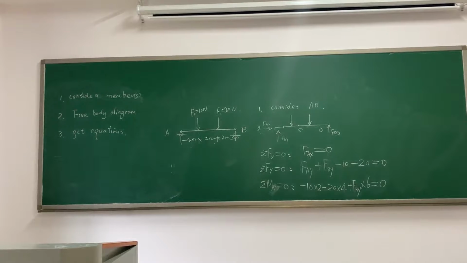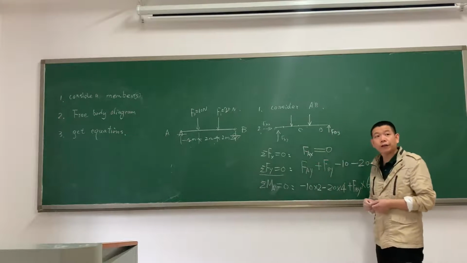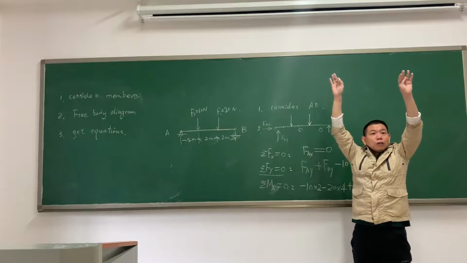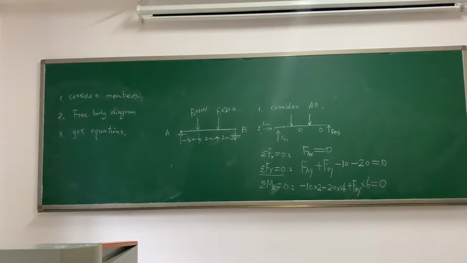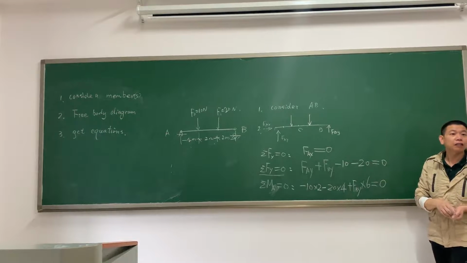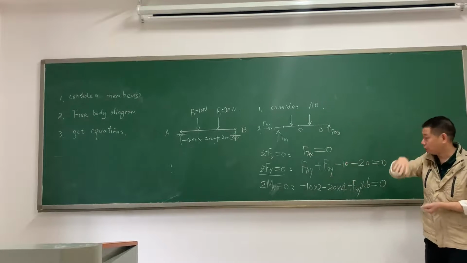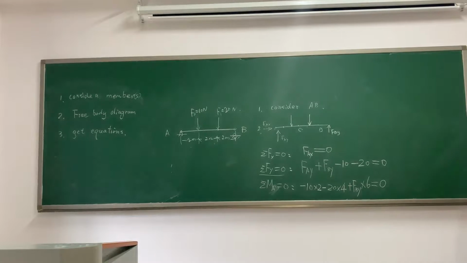Can I explain Fy? Sigma Fy is the summation of the forces in Fy. Yes or not? We assume outward is positive and downward is negative. That's why the summation of all the vertical forces must be 0. Understand? Yes.